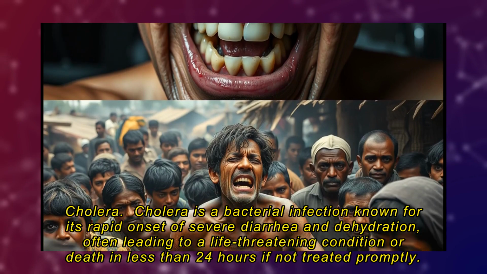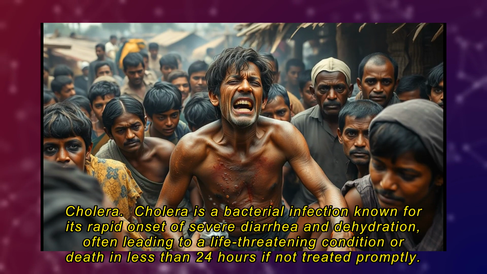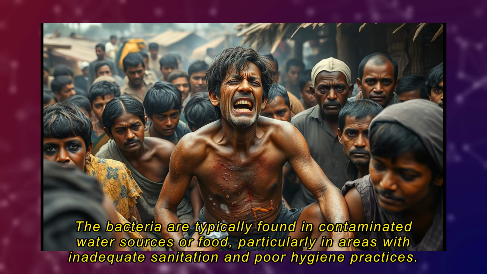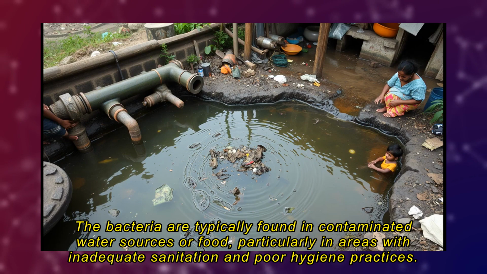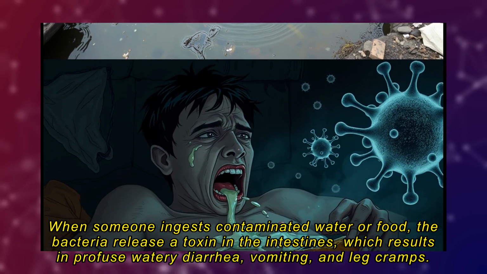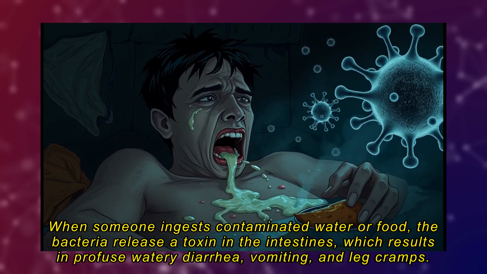Cholera. Cholera is a bacterial infection known for its rapid onset of severe diarrhea and dehydration, often leading to a life-threatening condition or death in less than 24 hours if not treated promptly. The bacteria are typically found in contaminated water sources or food, particularly in areas with inadequate sanitation and poor hygiene practices. When someone ingests contaminated water or food, the bacteria release a toxin in the intestines, which results in profuse watery diarrhea, vomiting, and leg cramps.